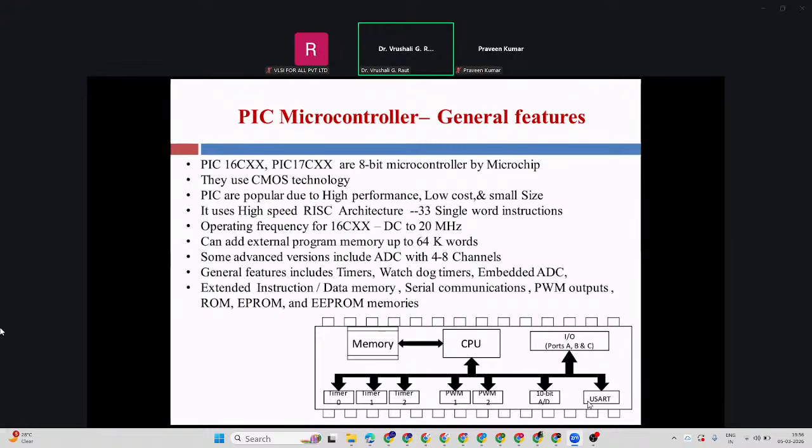Other than that, you have USART. We have seen USART, that is Universal Synchronous Asynchronous Receiver Transmitter, in the 8051.